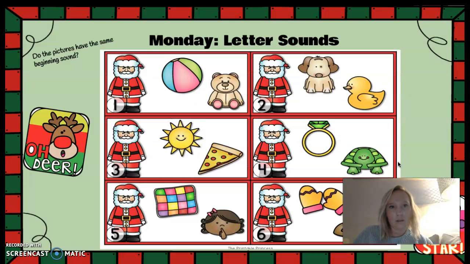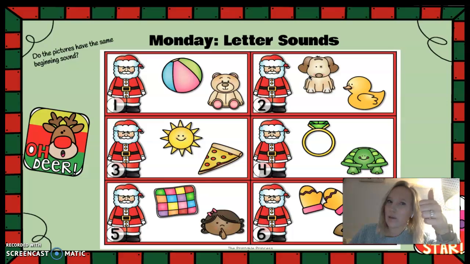Now let's move on. We're going to skip this one, and let's move on to some letter sounds. So what we are going to do is look at the 2 pictures inside each card and decide, does it have the same beginning sound? If it does, we'll give it a thumbs up. And if it doesn't, we're going to give it a thumbs down. So for example, we can do the first one together.